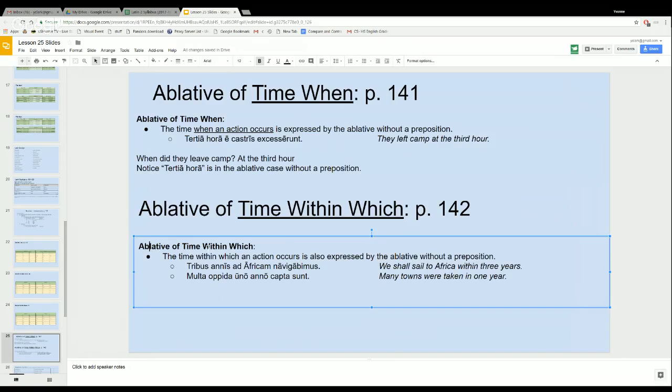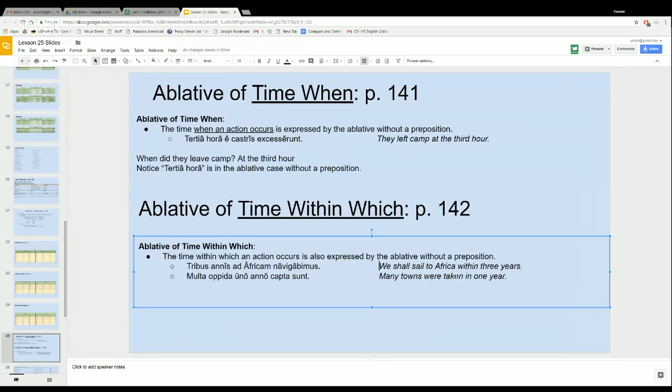So ablative of time within which. Okay, obviously, if there is time within which an action occurs, it's expressed again by the ablative. And again, notice it's without a preposition. Okay, now how can you tell the difference? Well, let's look at a couple of examples. So this one, let's look at it in English. We shall sail to Africa within 3 years.